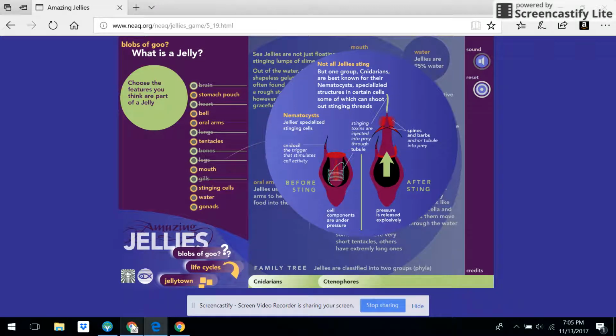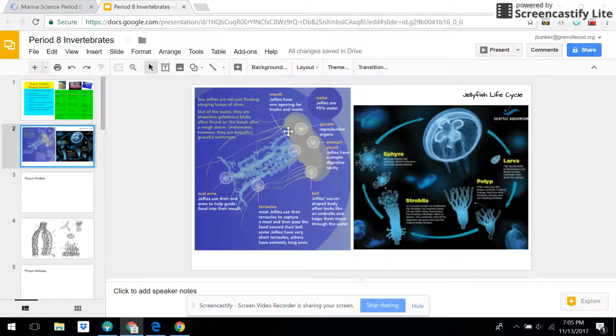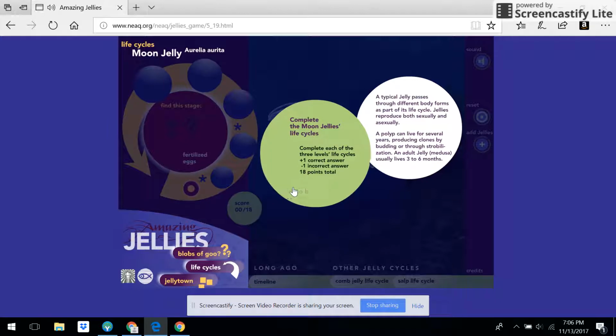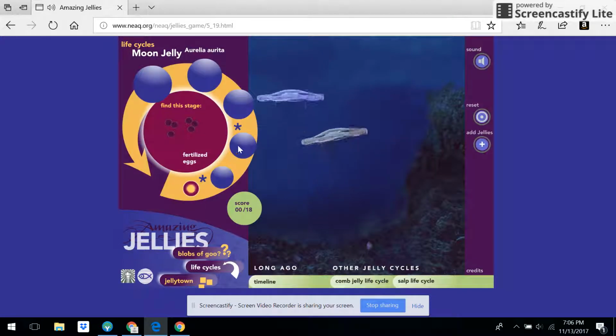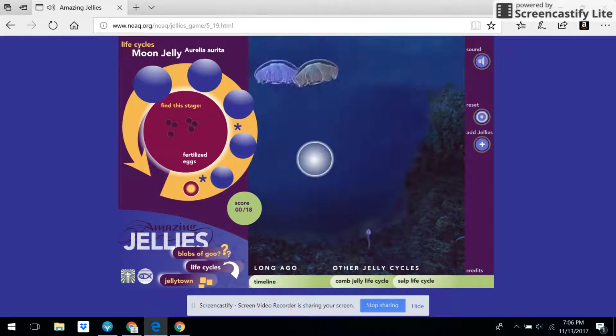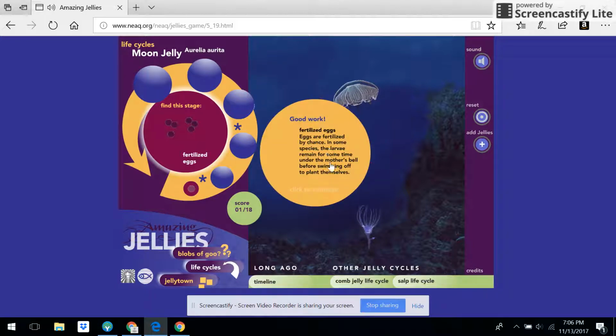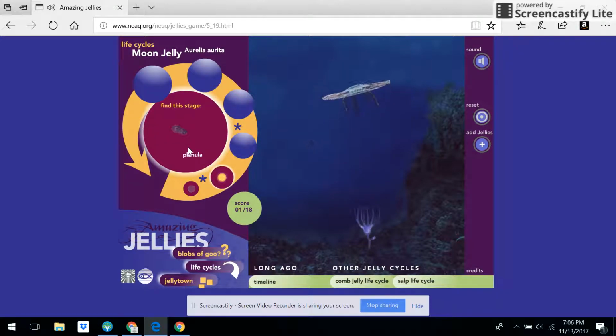Okay. So you have that picture over here on the left with the different parts. You do need to know the parts of the jellyfish. Over here on the right is the jellyfish life cycle. So what I'd like you guys to do is go ahead and play the game. If you click on the life cycles, there are 3 rounds to this. The first one shows you the parts of each step, and you have to find them and click on them. So here's an egg, click on it, it tells you a little bit about it. Click continue, it goes to the next stage.